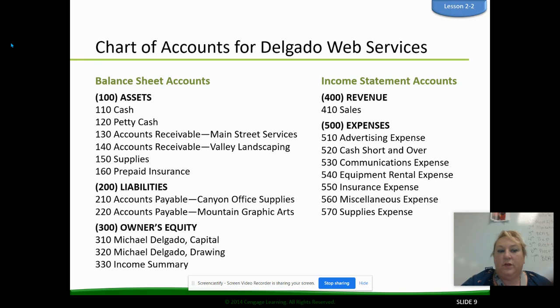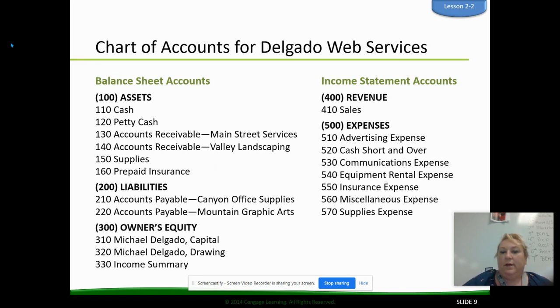And notice, assets are 100, liabilities 200. If you think like a hand: assets, liabilities, owner's equity, revenue, and expense. The expenses are our weakest link, so it's our weakest finger, our pinky, right? So we have our revenues, those are our sales, and those start with 400.